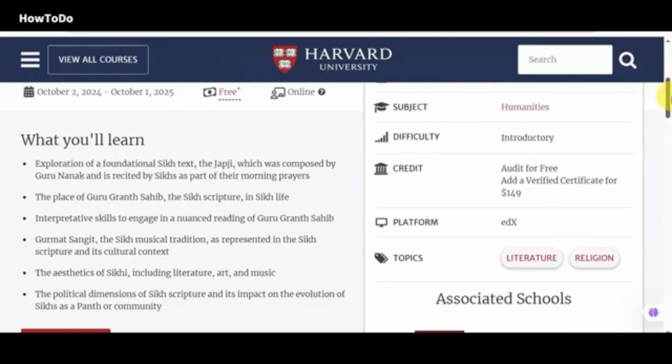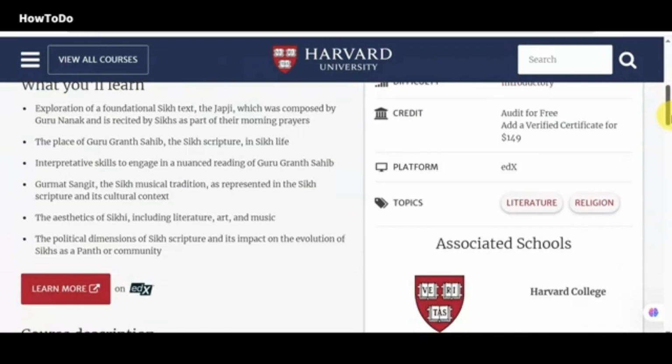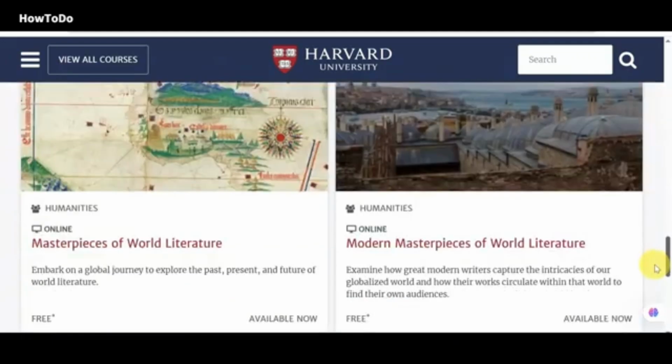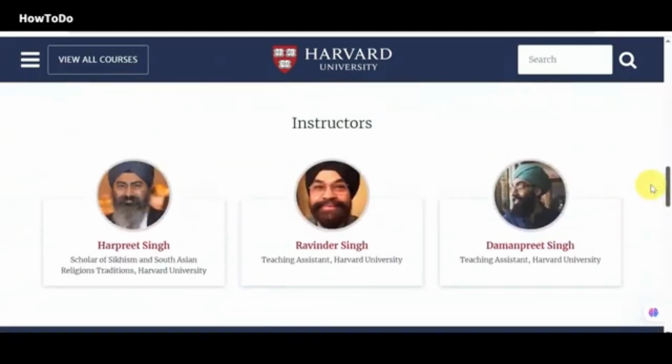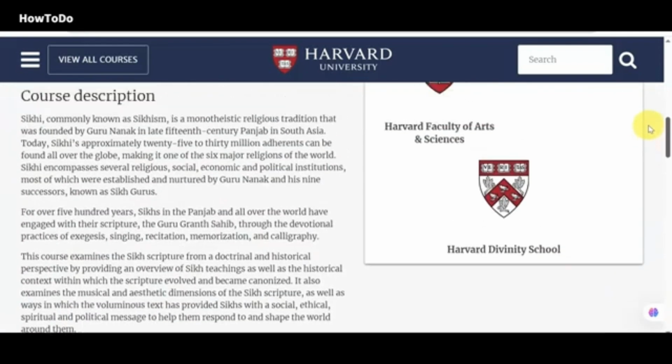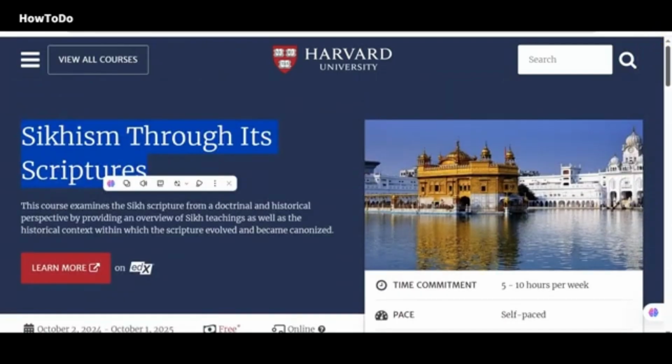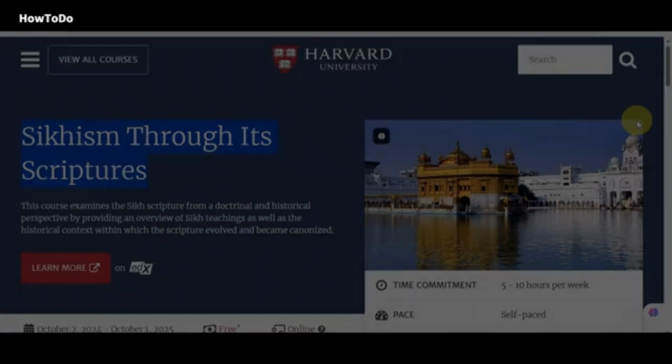Today, Sikhi's approximately 25 to 30 million adherents can be found all over the globe, making it one of the 6 major religions of the world. Sikhi encompasses several religious, social, economic, and political institutions, most of which were established and nurtured by Guru Nanak and his 9 successors, known as Sikh gurus.